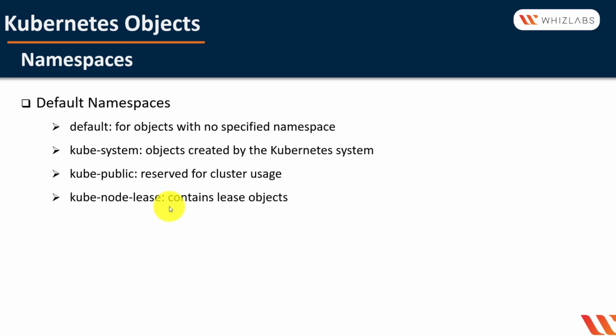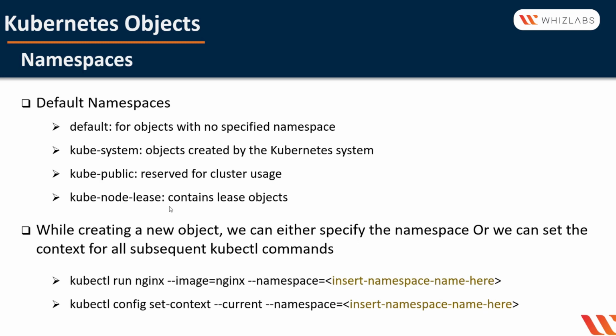Kubelet creates and periodically renews a lease on a node. The node lifecycle controller treats this lease as a health signal. While creating a new object, we can specify the namespace in which we want that object to be created. Or we can set the context and save the namespace for all subsequent kubectl commands in that context.